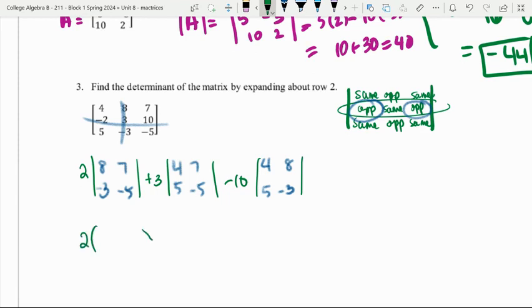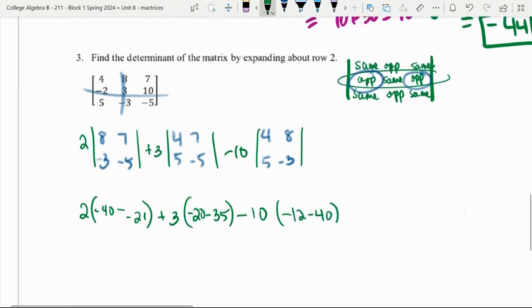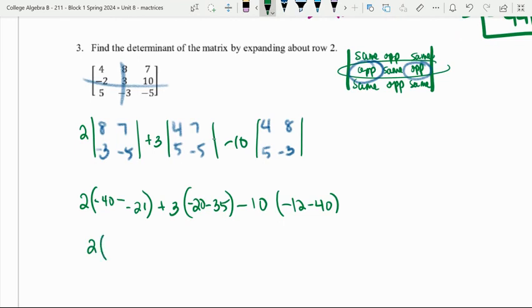So this is 2 times diagonal going down is -40 minus diagonal going up, -21, plus 3 times -20 minus 35. Diagonal going down minus diagonal going up, minus 10 times -12 minus 40. So finish that, so you get 2 times -40 minus -21 would be -19. Plus 3 times -55 minus 10 times -52.